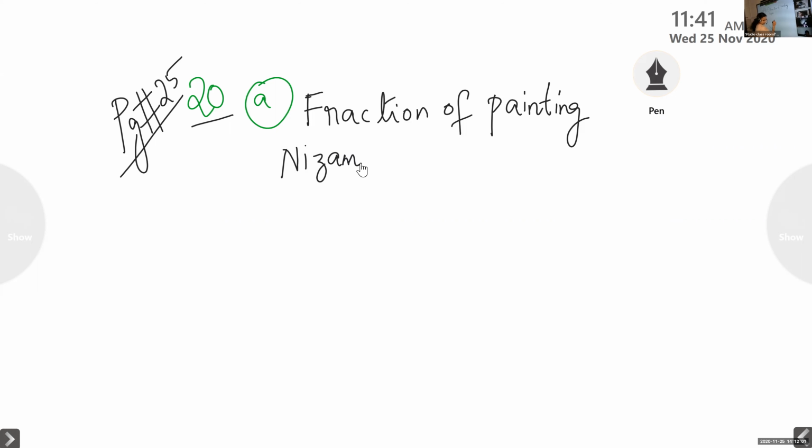Nizam did at school. At school, he has done 3 by 7. And we've already found out using the cross multiplication method that 3 by 7 is the bigger fraction. That is, he has done more painting in the school.